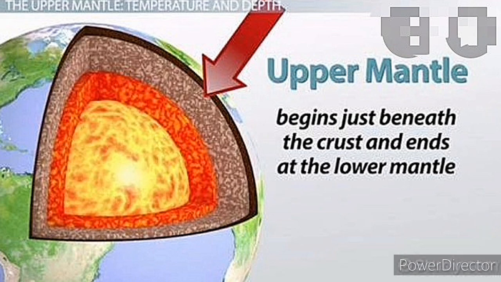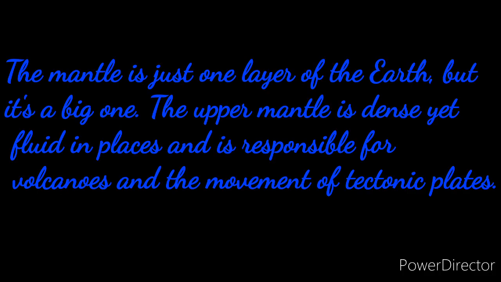Now we will start the next part, that is the mantle. Whenever we talk about the mantle, the first thing is that it is the layer between the crust and the core. Again I am repeating it, listen carefully. The layer between the crust and the core is known as the mantle. The mantle can be further subdivided into the upper mantle and the lower mantle. The boundary between them is known as the Repetti boundary.